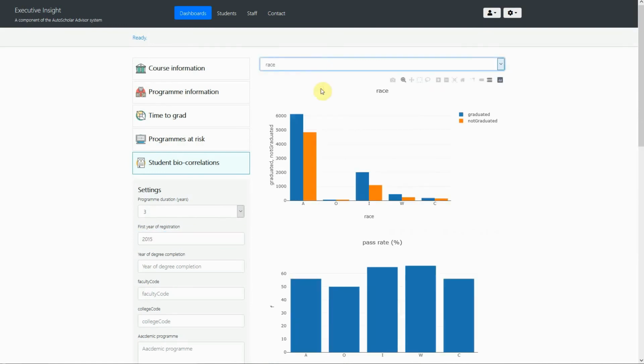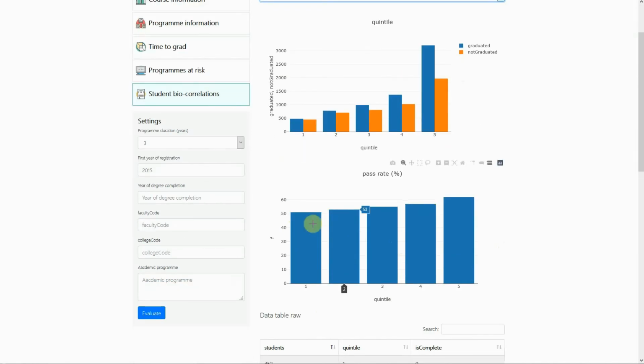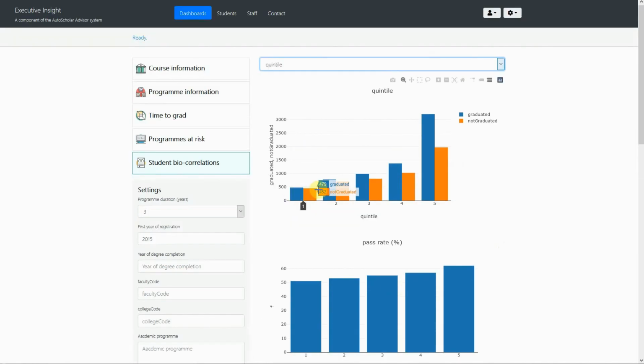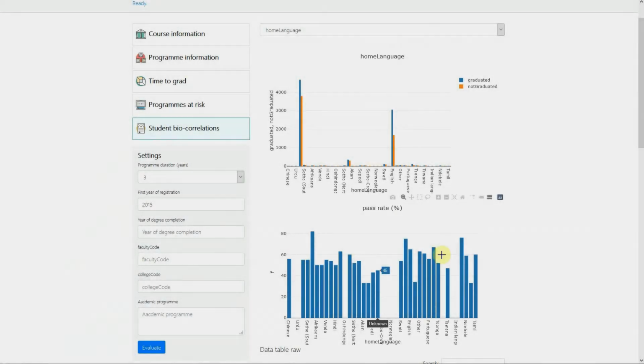If you switch that to race, you can also see race is not a strong differentiating factor. In terms of quintile, however, you can see that the higher the quintile number, the higher the likelihood of graduating. You can also see at the lower quintiles there's a roughly similar number of graduated and non-graduated students, and then at the higher quintiles there's a larger proportion of students who do graduate. The same analysis can be performed for marital status, language, and much more.